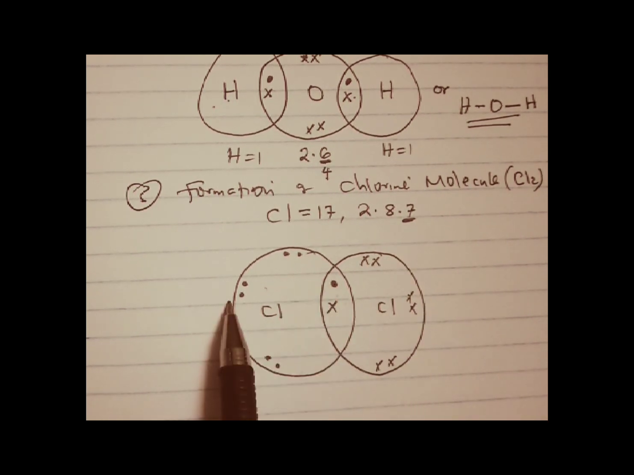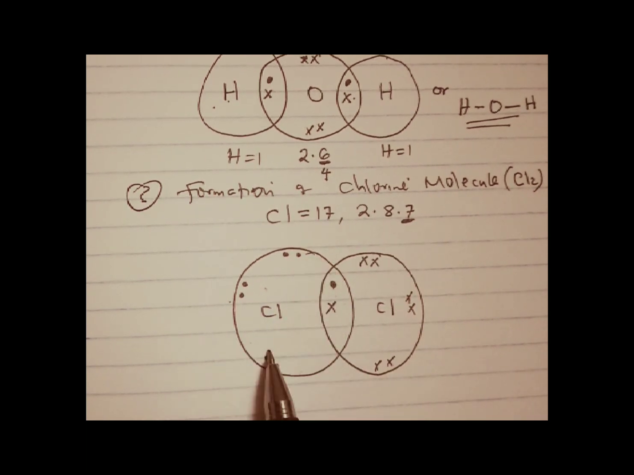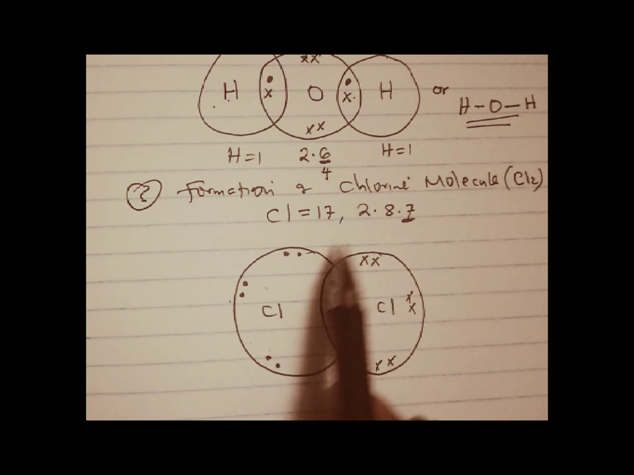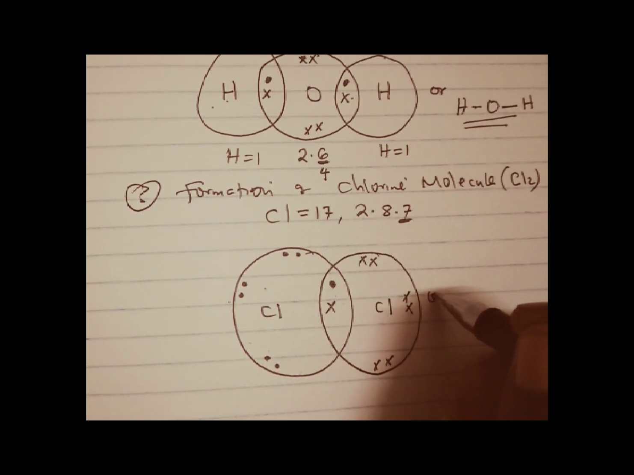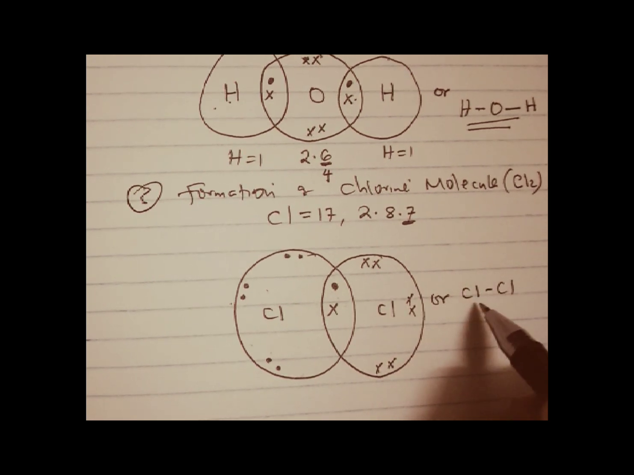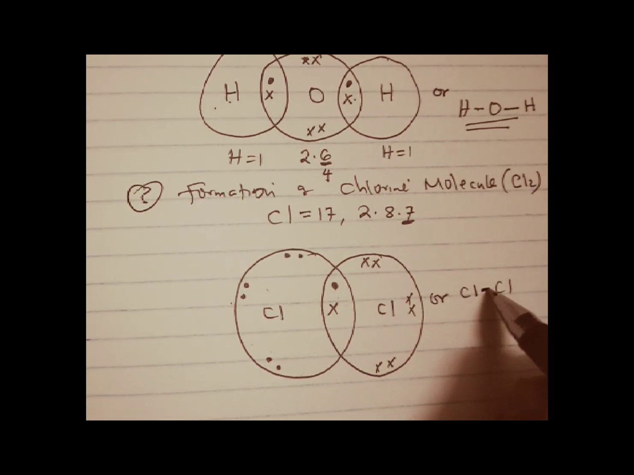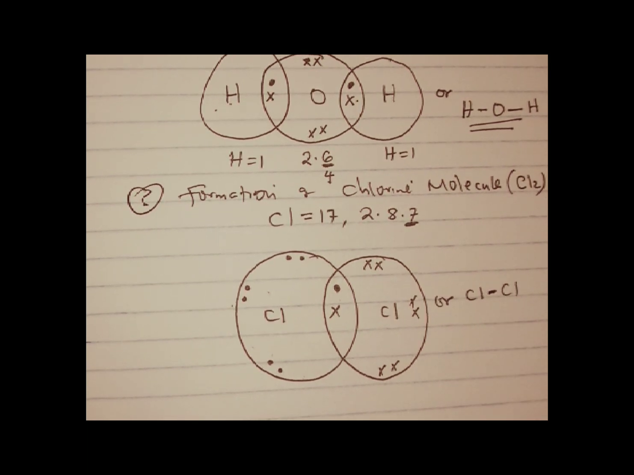And if you count, this one is supposed to have 8 for it to be stable. We have 2 here plus the other 6. This one has 2 plus the other 6, and therefore the 2 are now satisfied. And this can also be written as Cl-Cl, meaning they have shared 1 electron in each case for us to have a single covalent bond.